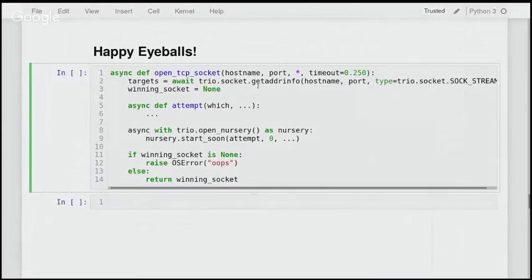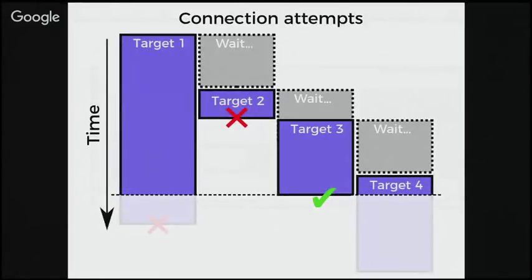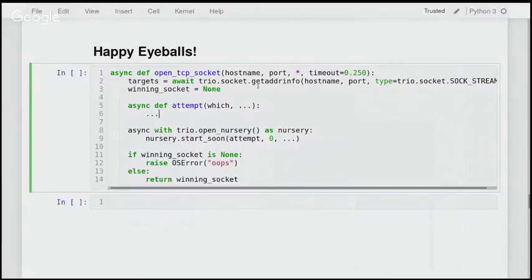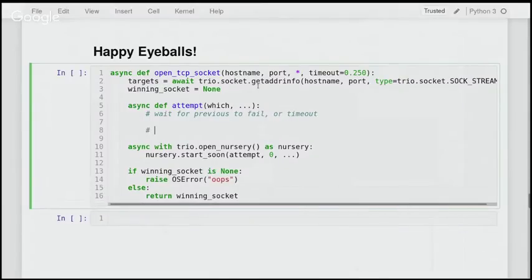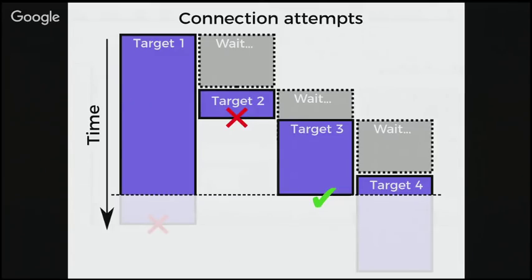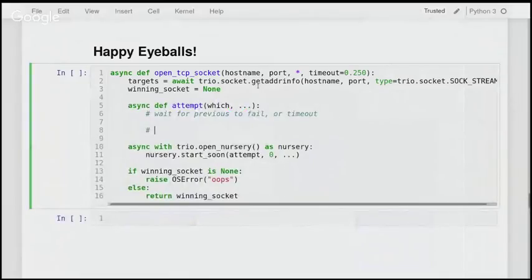OK. Now, what does each of these attempts have to do? Well, the first thing it does is wait for the previous one to finish or the timeout to expire. So let's make a note of that: first, wait for previous to fail or timeout. And then what's it going to do? That's right here. The next one has to start waiting there, so we should start it at that point. Say, OK, now get going with the waiting. Hurry up and wait now, right? So start next attempt. There.